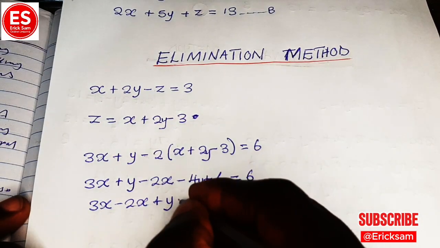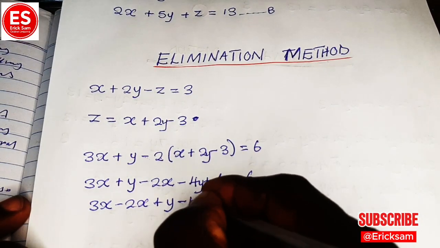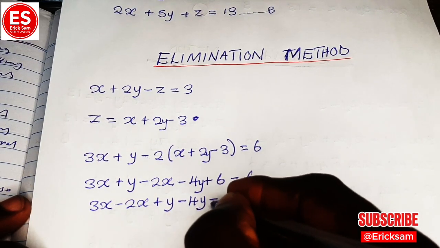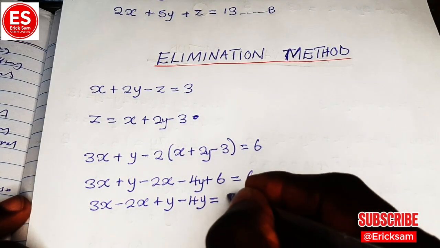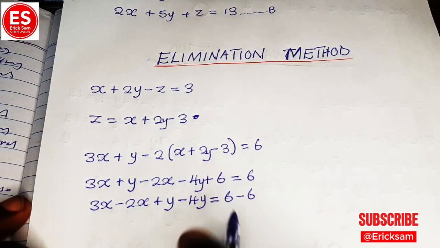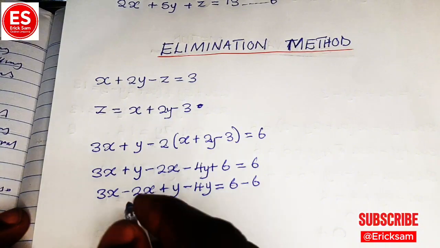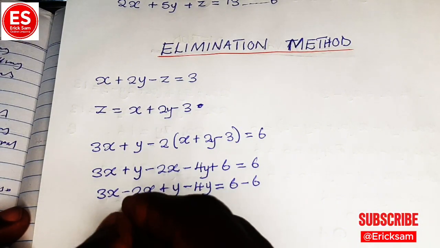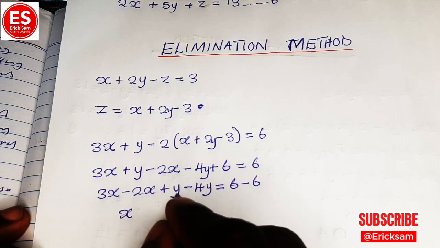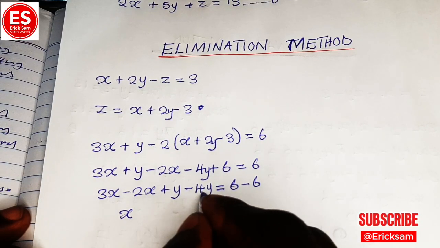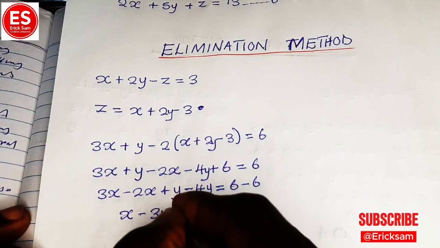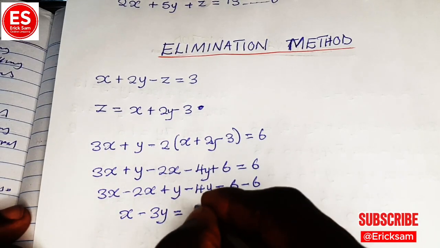Now we say minus 4y, then equals. If we take that to the other side, it's going to be 6 minus 6. Remember, this one is going to change to negative. Now we combine or subtract. We are going to have x, then y minus 4y gives negative 3y, which is equal to 0.